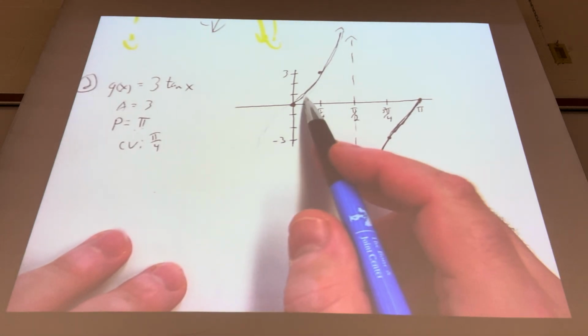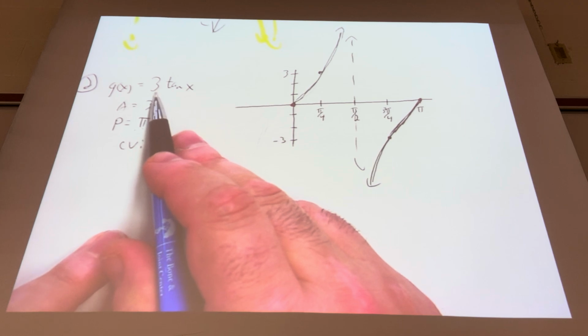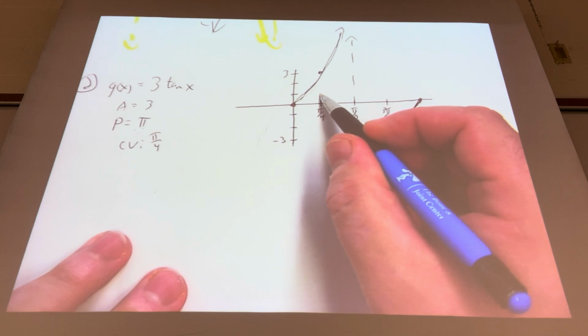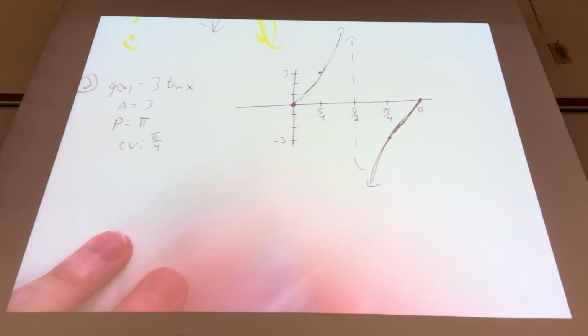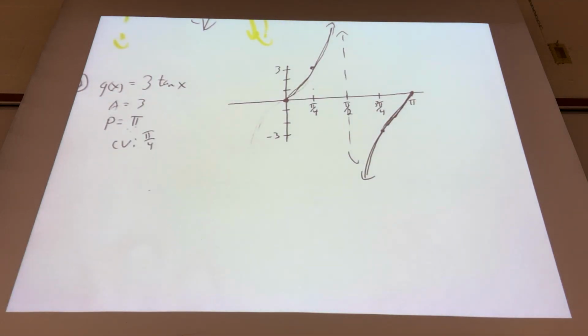So basically what happened here is we had a vertical stretch factor of 3. The original one would have had an amplitude of 1 here, and we just stretched it up to 3. We just made that graph taller, so that's the description. The amplitude is a vertical stretch factor.